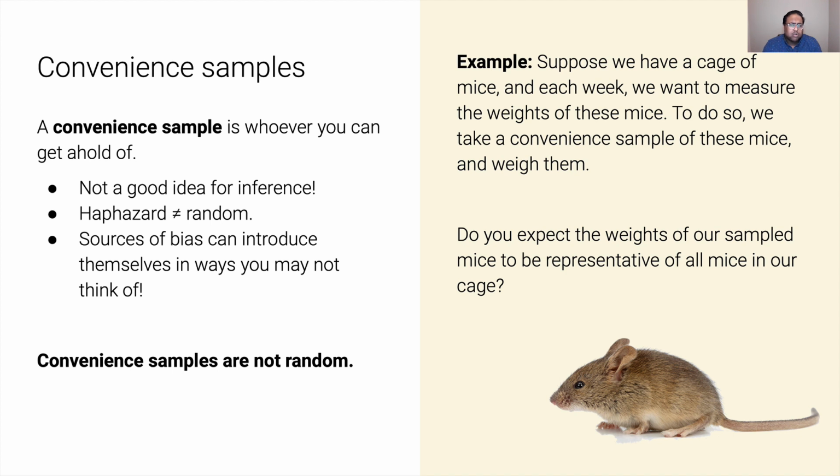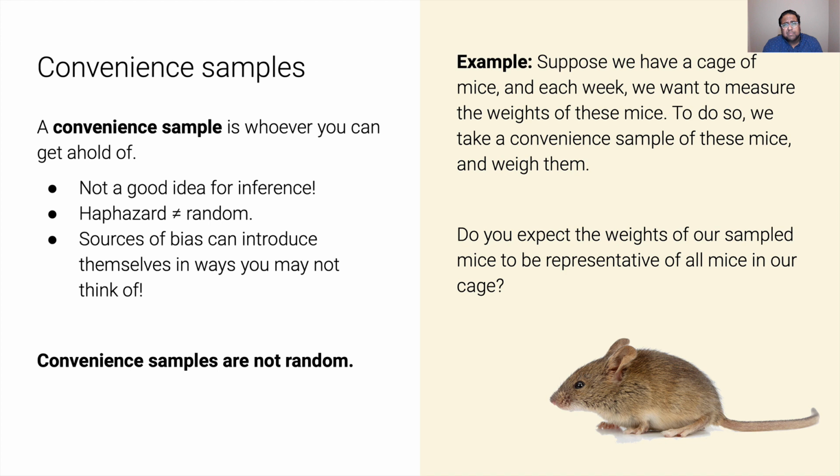But from the mouse's perspective, if you see this giant hand coming down towards you, what you're going to do is run away from that hand. And so the mice that are smaller, lighter, and quicker are able to run away from the hand, and the mice that are heavier are the ones that get stuck being grabbed by this hand each week. And so the weights of the mice that they happened to sample each week were heavier on average than the general weight of all of the mice.